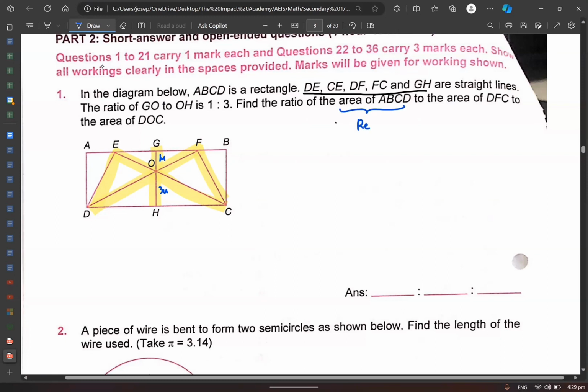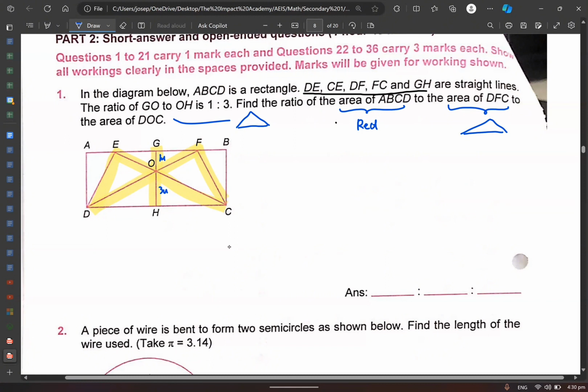Now, they want you to find the ratio of the area of ABCD, which is basically the rectangle, okay? And the area of DFC, where exactly is DFC? You can follow my cursor, this is the area of DFC, which is a triangle. So maybe I can just do a quick sketch. And DOC is also another triangle. The triangle looks something like that. And they want you obviously to express that in ratio.